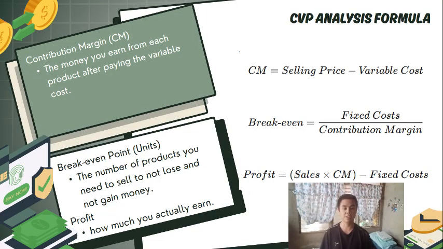Next, the break-even point is determined by dividing the total fixed cost by the contribution margin to find the number of products you must sell to neither lose nor gain money. Finally, profit is calculated by multiplying sales by the contribution margin and then subtracting fixed cost to determine how much you actually earn.